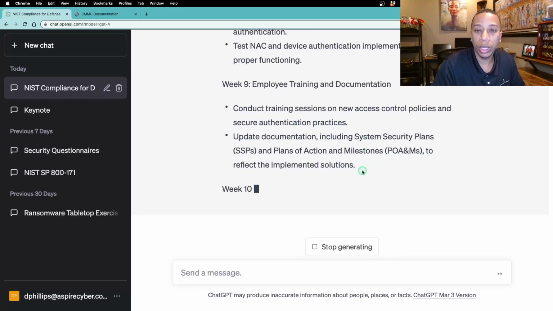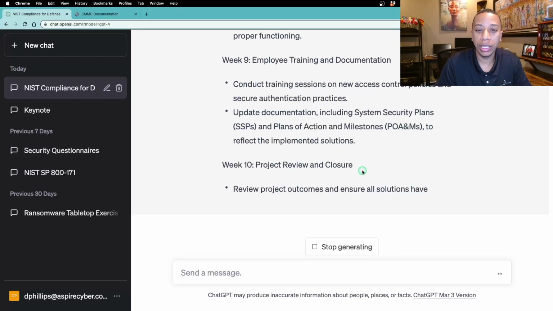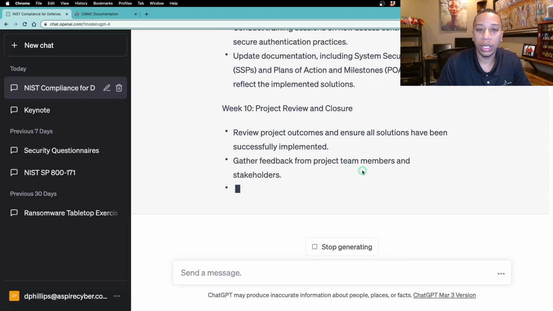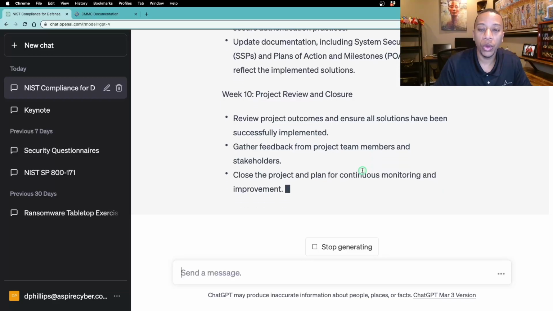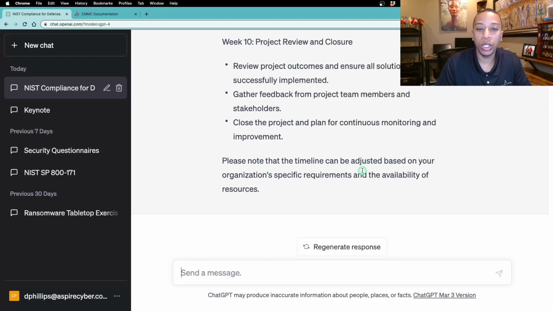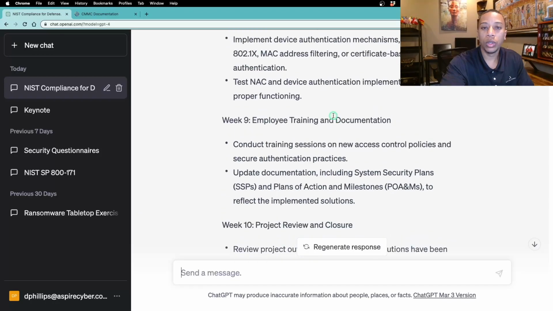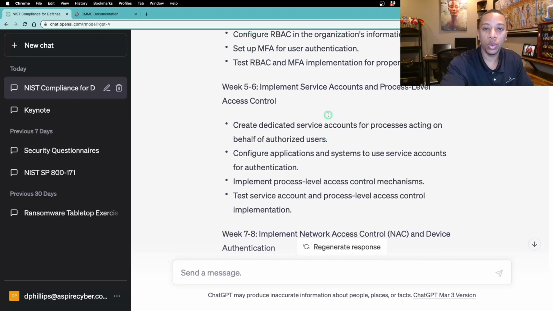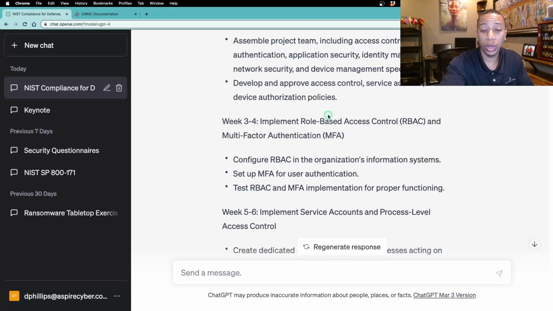Week 9, we're doing employee training and documentation. Week 10 is going to be that project review and closure, making sure that we implemented all of the recommended solutions. From an administrative standpoint, it's going to be the policies and completing the training, and then also we have the technical solutions in place. So another thing that ChatGPT can assist with is configuring.